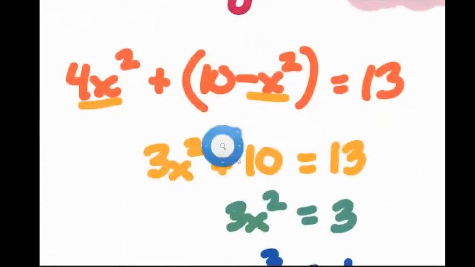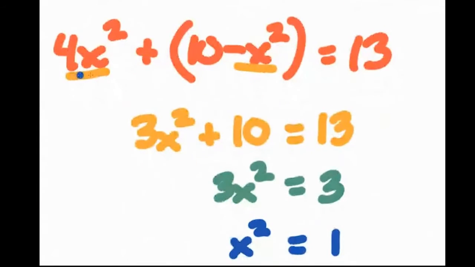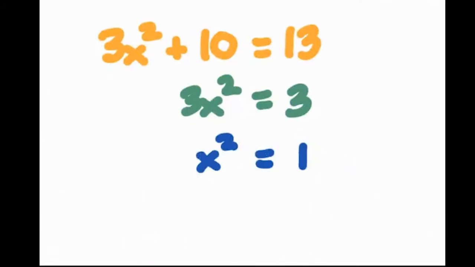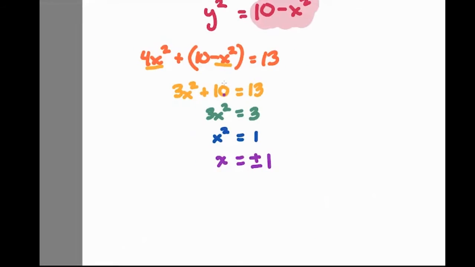So I rewrote it to be 4x squared plus 10 minus x squared equals 13. So that's what the orange is right here. The 4x squared minus x squared is 3x squared. The 10 drops down. You can subtract 10 from both sides. You get 3 here. Divide by 3, you get 1. So x squared equals 1. You have to do the square root of both sides, and you should get plus or minus 1 for the x.